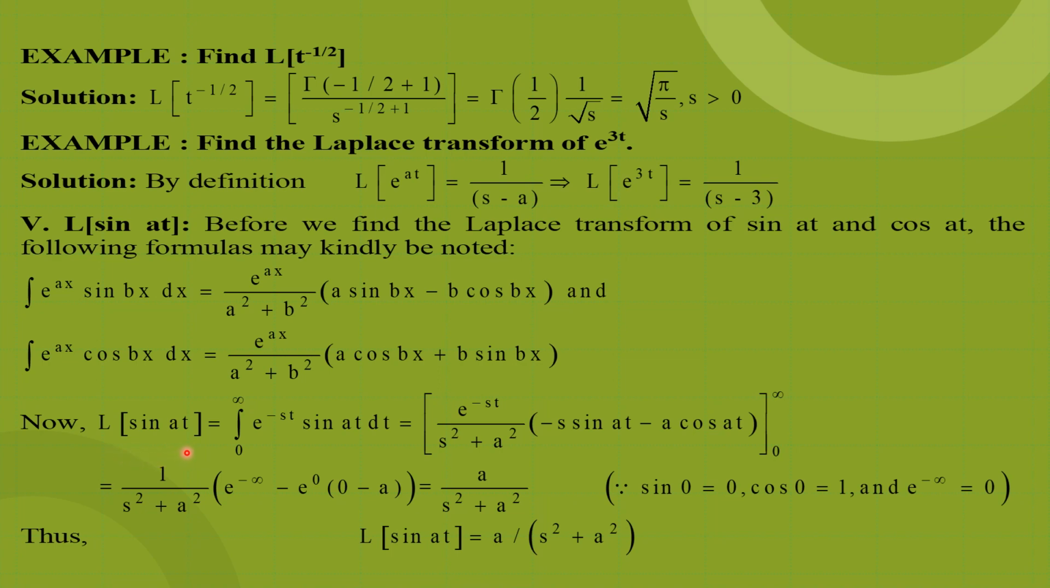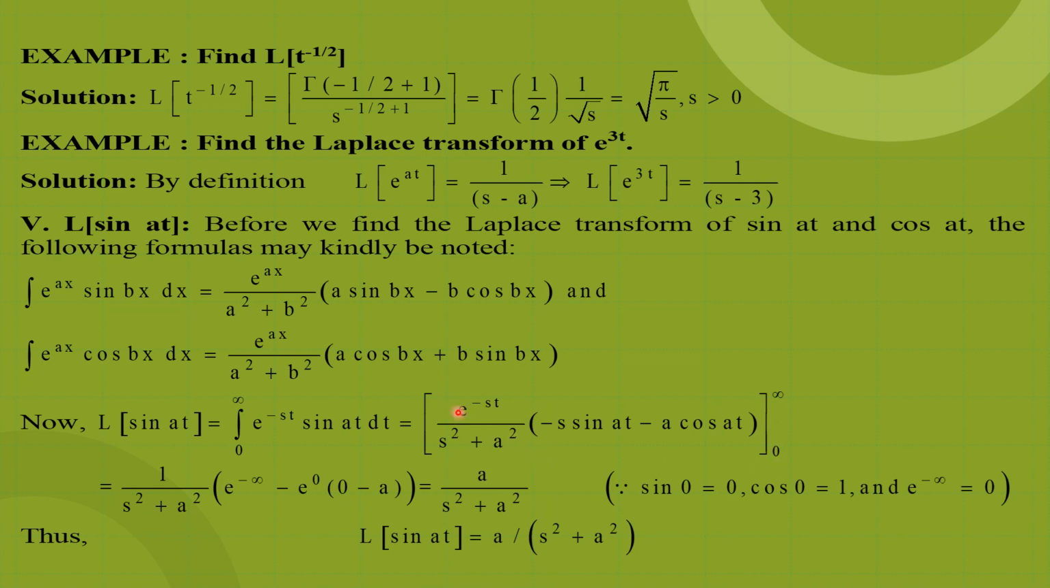Now find the Laplace of sin at. Laplace of sin at is equal to, by using the definition of the Laplace transform, the integral from 0 to infinity of e power minus st, which is the kernel of the Laplace transform, times the function sin at dt. Now we have to solve this integral by using this formula. Here e power minus st over s square plus a square, where a is equal to minus s and b is equal to a, so minus s sin at minus a cosine at. Now apply the upper limit and lower limit.